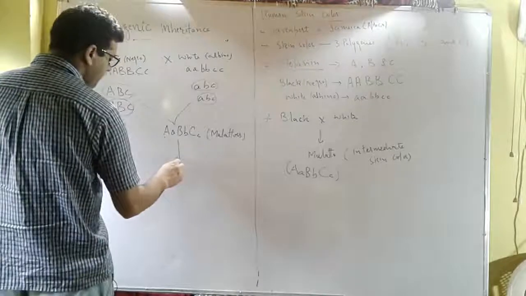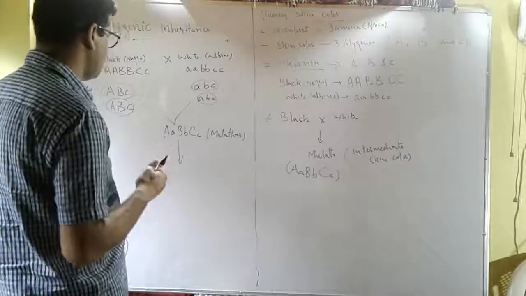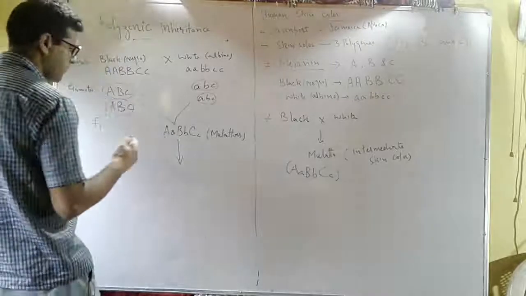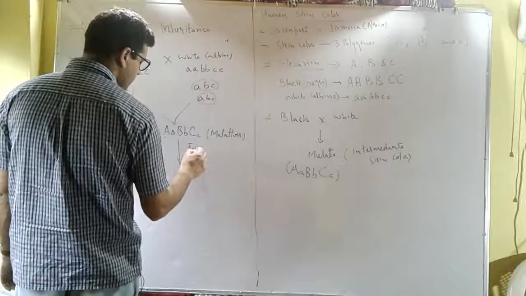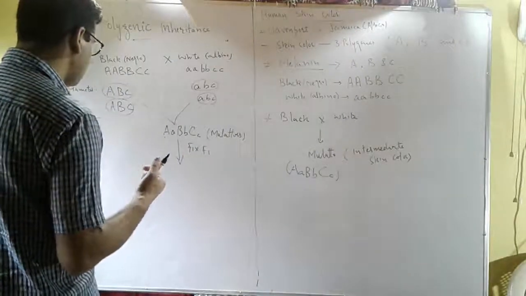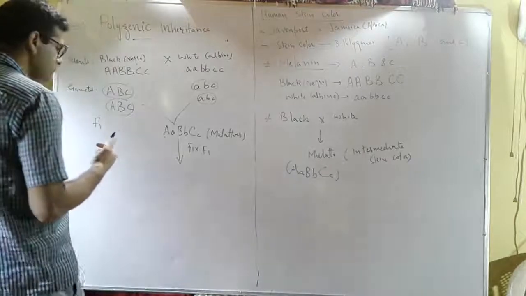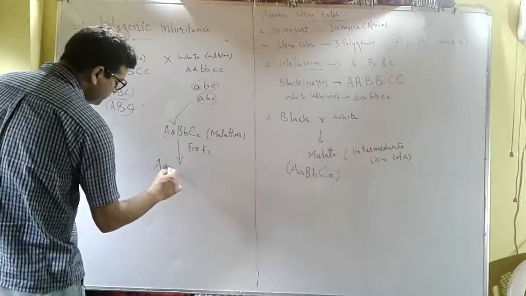And if we marry the mulatto individuals, so inbreeding of mulatto individuals, we will have the F2 generation.